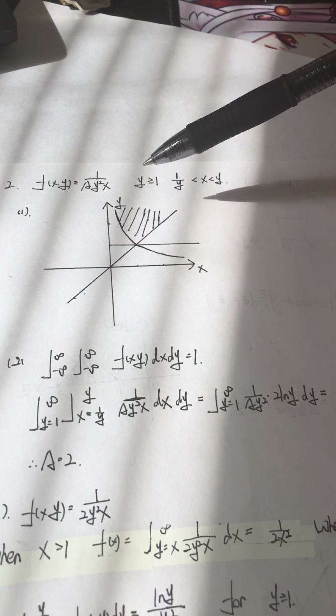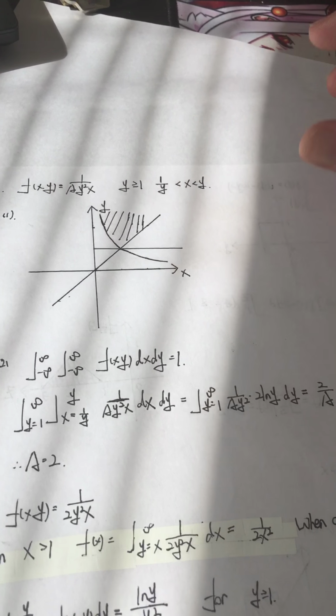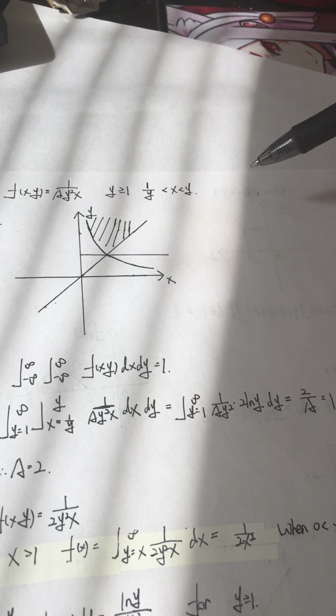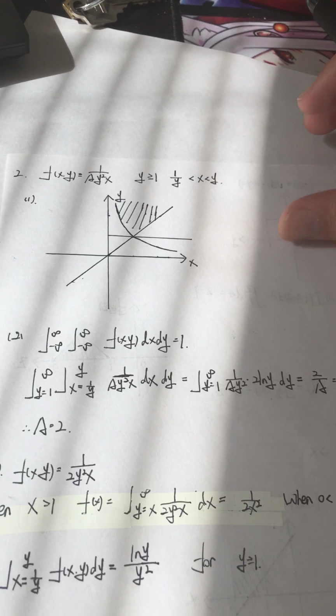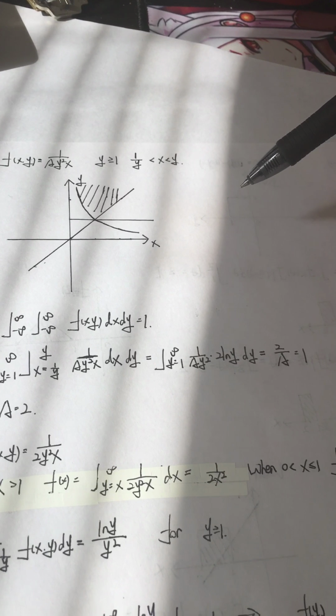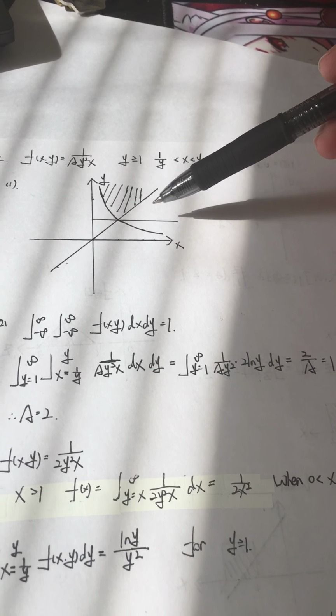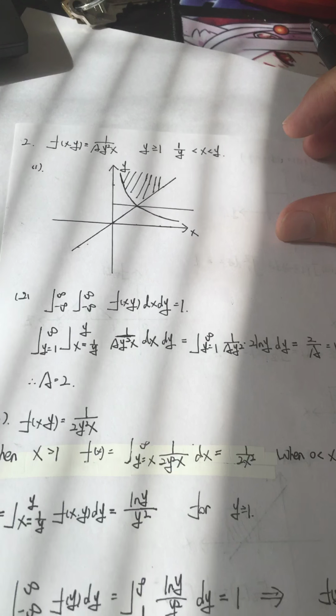And question 2, given that the joint PDF of xy is equal to 1 over a times y squared times x, where y is more than or equal to 1 and x is less than y and more than 1 over y. First, we can draw the non-zero definition region of fxy. It is shown in this figure.